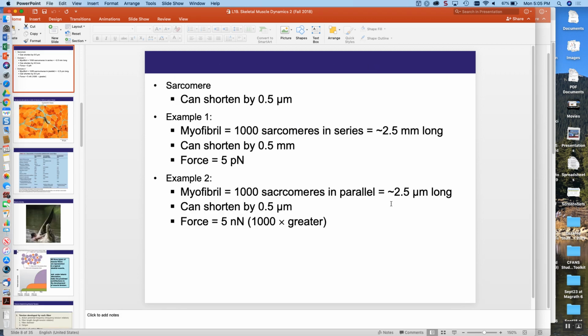Oh, one more thing here. This one is showing you the difference between myofibrils in series and myofibrils in parallel. Myofibrils in series, that's sarcomeres end to end to end, or myofibrils end to end. They can shorten a lot more, but they can't generate a whole lot of power. Myofibrils in parallel with each other, like fast glycolytic, don't shorten as much, but they're very powerful. They can generate more force.